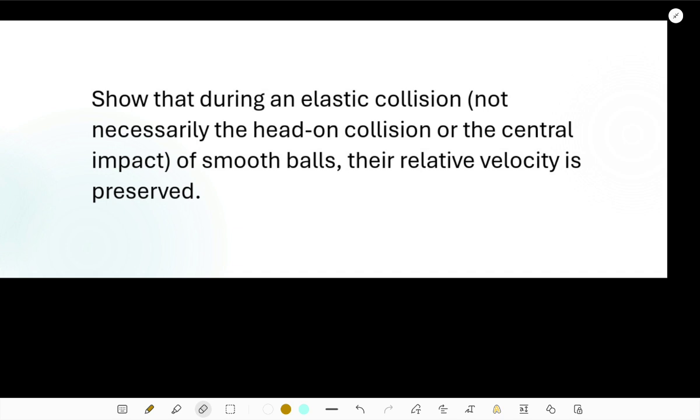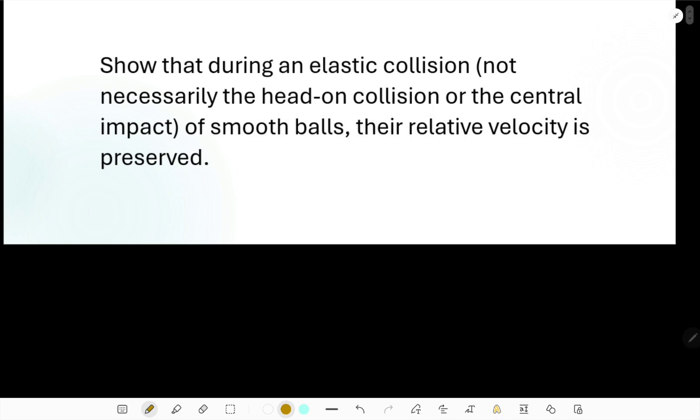Because simply in the lab frame you need to assume each and everything, like let the balls have masses m1 and m2 and velocities v1 and v2 before the impact, and v1 dash and v2 dash after the impact. And then since this impact will not change the total momentum of the system, that means before impact the total momentum is equal to total momentum after impact.